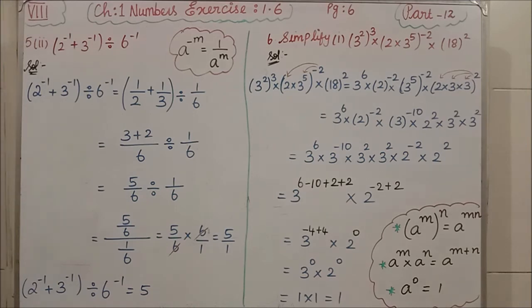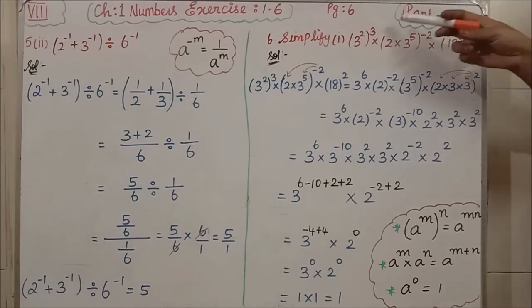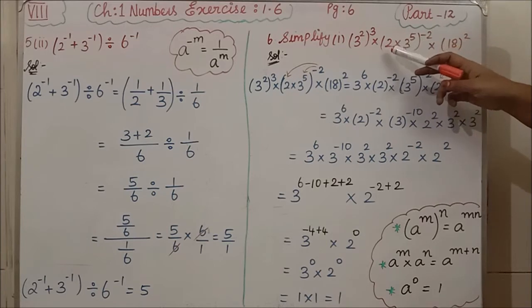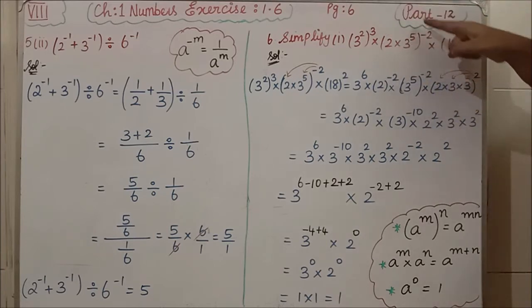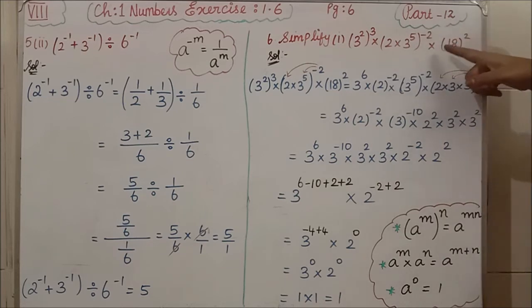Next we will see the sixth. Simplify. In that first subdivision we will see 3 square whole power cube into 2 into 3 power 5 whole power minus 2 into 18 square. Clear? Clear all of you?